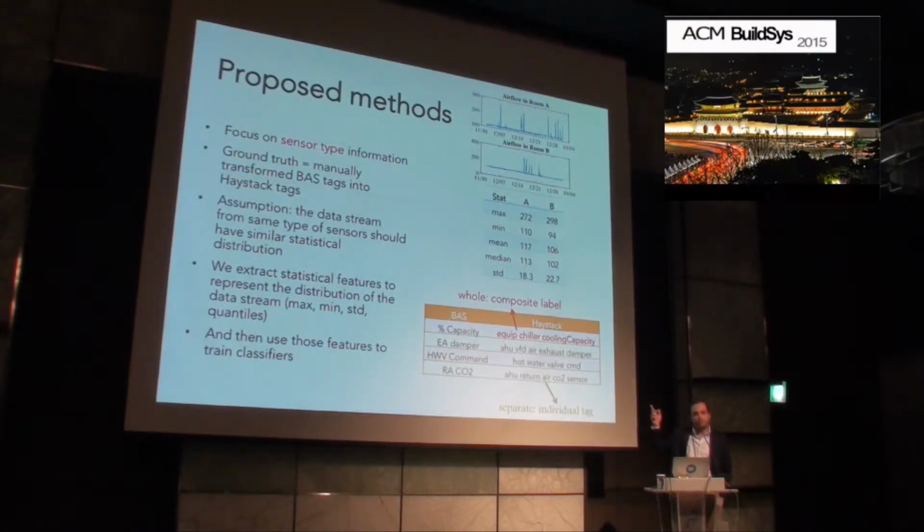And I want to point out that you can think about Haystack tags in two ways. One, you can try to predict the whole composite label, meaning in this case, for example, equipment, chiller, cooling capacity, all of those at once as one class label. Or you could separate the Haystack tag into individual tags and just talk about air and try to predict whether the tag air is contained within the full tag.